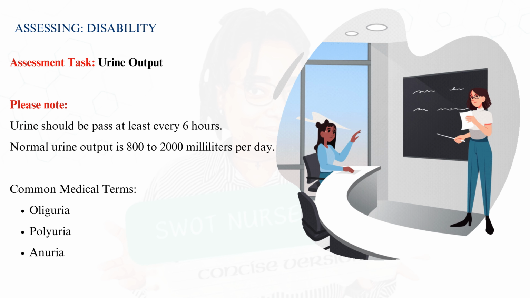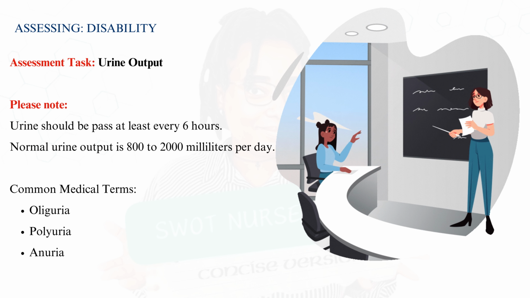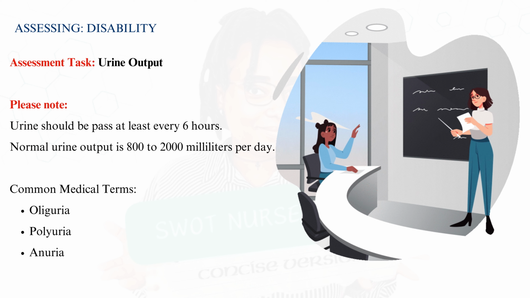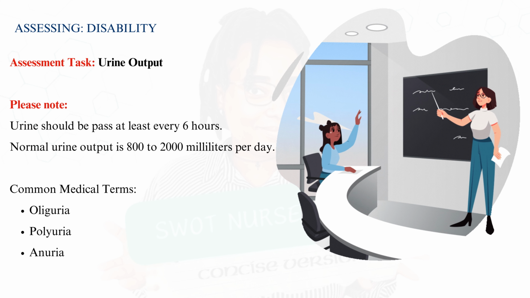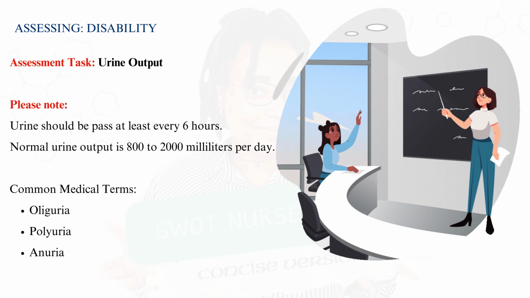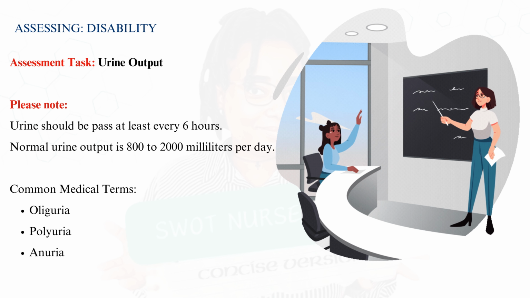There are 2 more things you are expected to assess for the disability criteria, do you remember? Yes. I am expected to assess the urine output and blood glucose level. You're correct. You are expected to query the last urine output by asking the patient, when was the last urine output? Please bear these in mind as you will need to determine if the patient has normal urine output.